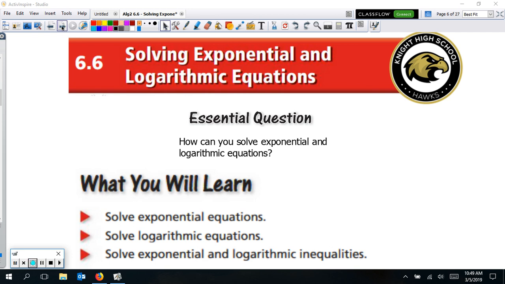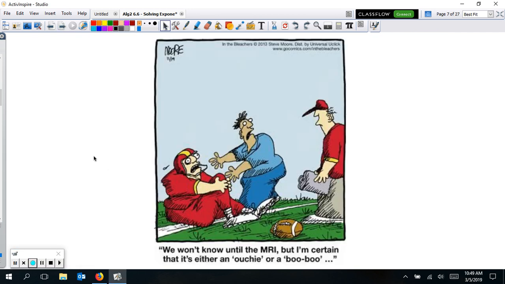But first let's do a little cartoon, a little In the Bleachers. So out there on the football field: "We won't know until the MRI, but I'm certain that it's either a ouchie or a boo-boo." So a big football player either has an ouchie or a boo-boo.